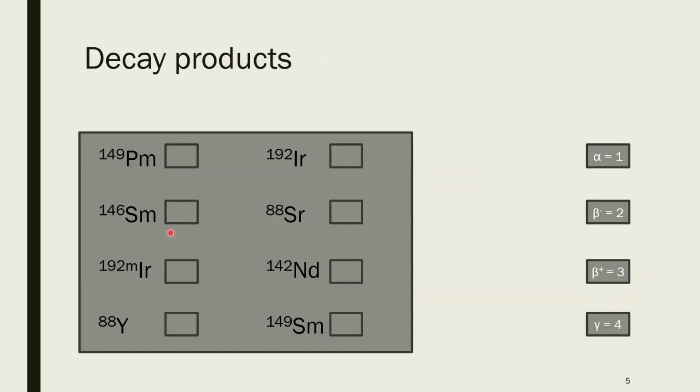Coming to the next one, decay products. So here I have the mother nuclides and here the daughter nuclides, and feel free to connect all of them with either 1, 2, 3, and 4, standing for alpha decay, beta minus decay, beta plus, or isomeric transition. And if you did it correctly, it should look something like this.